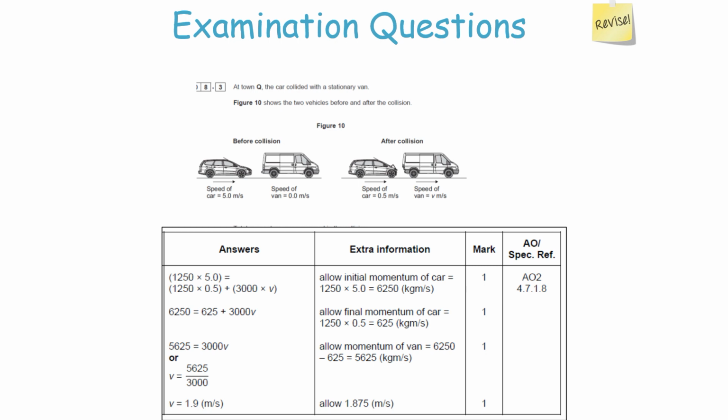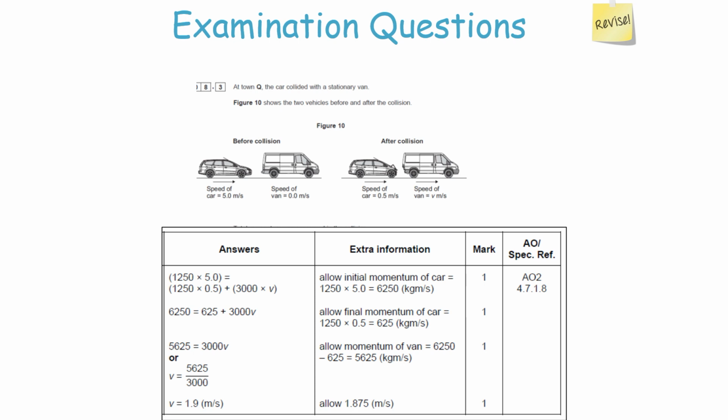So what's the speed of the car afterwards? 0.5. So do 1,250, the mass of the car, times the velocity, 0.5, plus the speed of the van, which you know is v, times the mass of the van, which is 3,000. So we can therefore equate them and simplify it. So we can say 6,250 before is equal to 625 plus 3,000 v afterwards. We can then put v by itself to say it's going to be 5,625, because 6,250 minus 625 is equal to 3,000 v.